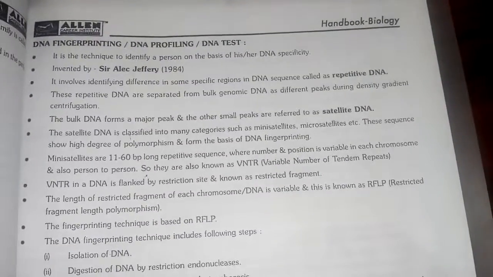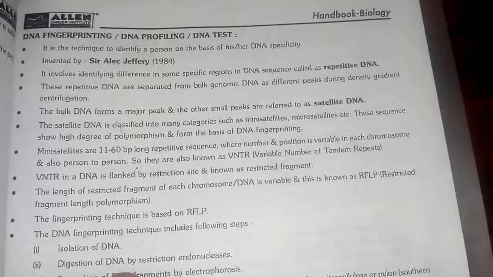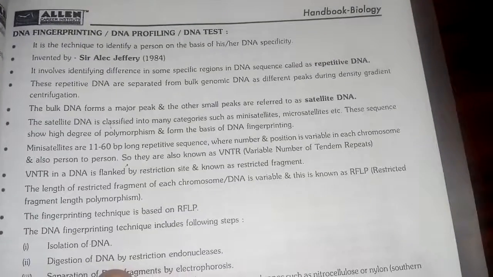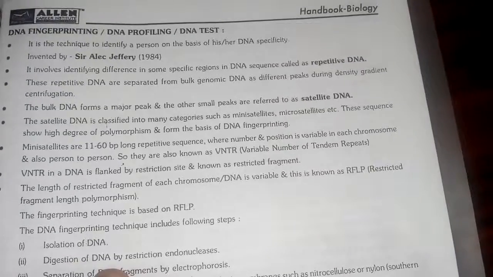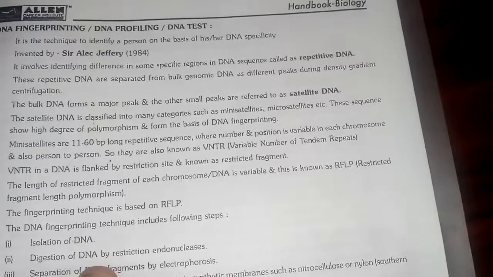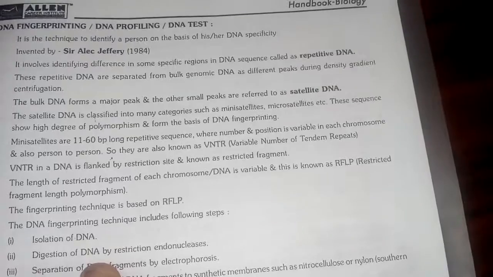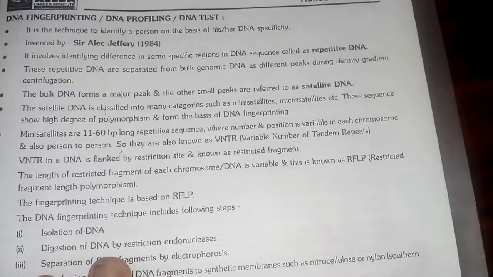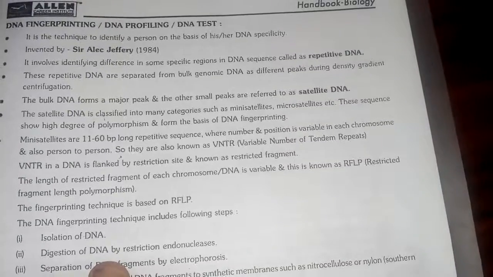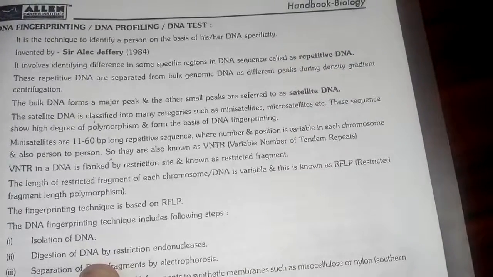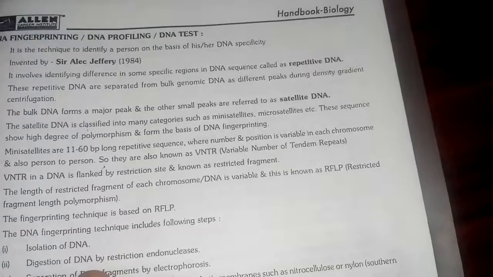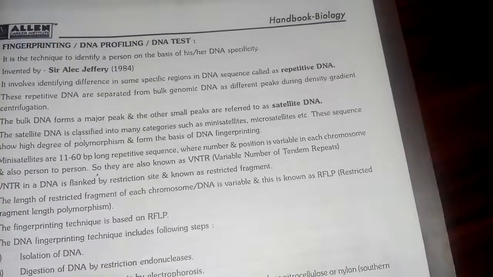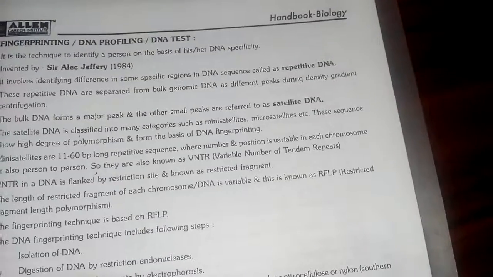Another point is, minisatellites are 11 to 60 bp long repetitive sequences where the number and position are variable on each chromosome and also from person to person, so they are known as VNTR, variable number of tandem repeats.